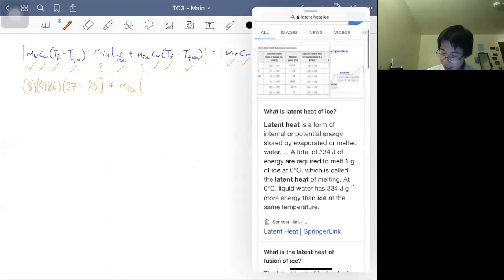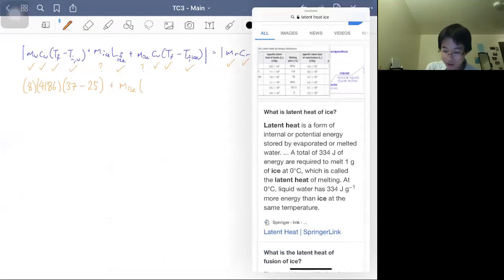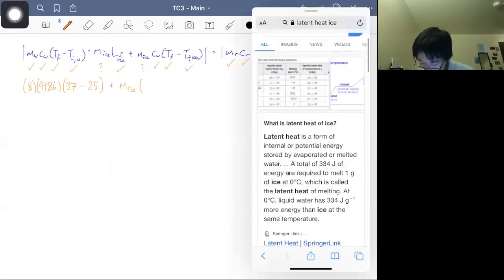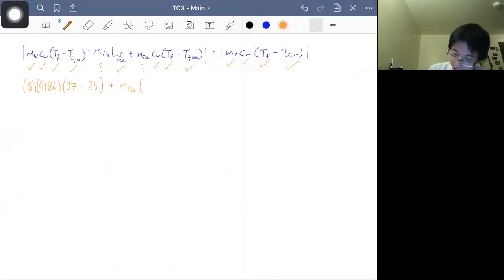334, yeah. As you see, it's SI units. If you Google something, everything usually is given in SI units as well. You can see over here, 334 joules per, oh wait, hang on, joules per gram. Oh, okay, so you need to be careful about that. So it's given in 334 joules per gram, right?